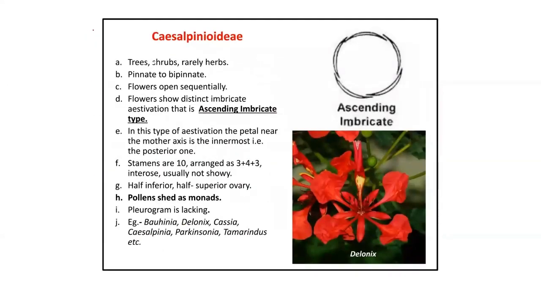Then the second subfamily is the Caesalpinioideae. In the Caesalpinioideae, the important point is that the flowers show distinct imbricate aestivation, that is ascending imbricate type. Okay, so this ascending imbricate type is important. Then pollen is shed as monads, which is also important. Then the genera that are present are Bauhinia, Delonix, Cassia, Caesalpinia. Okay, so these are some of the important examples present in the Caesalpinioideae subfamily.